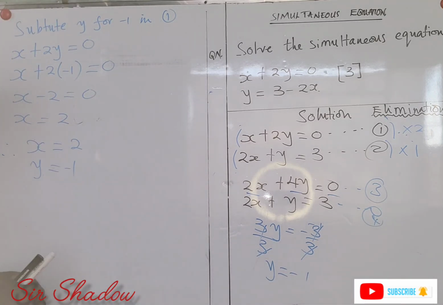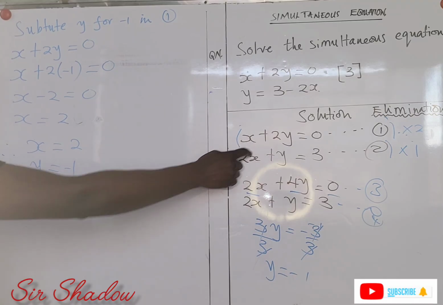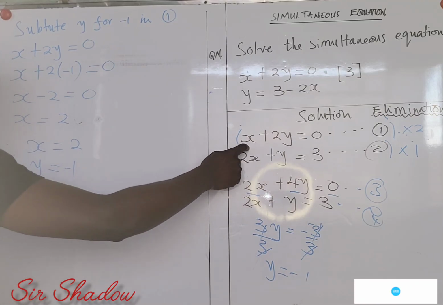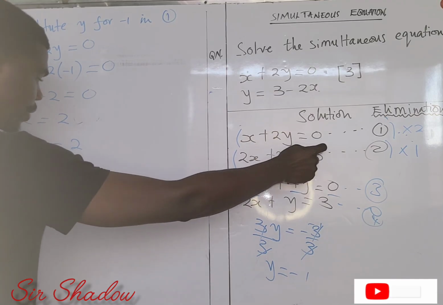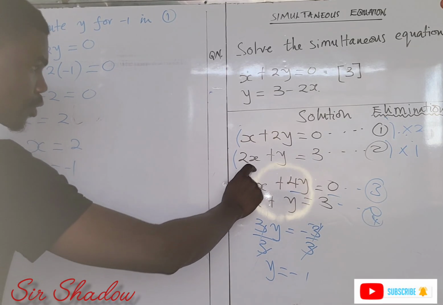Let me substitute: when x is 2, here is 2 times this one, minus 1. So 2 minus 2 to get 0. Yes, these values are correct. You can even substitute here. Left hand side will be equal to right hand side.